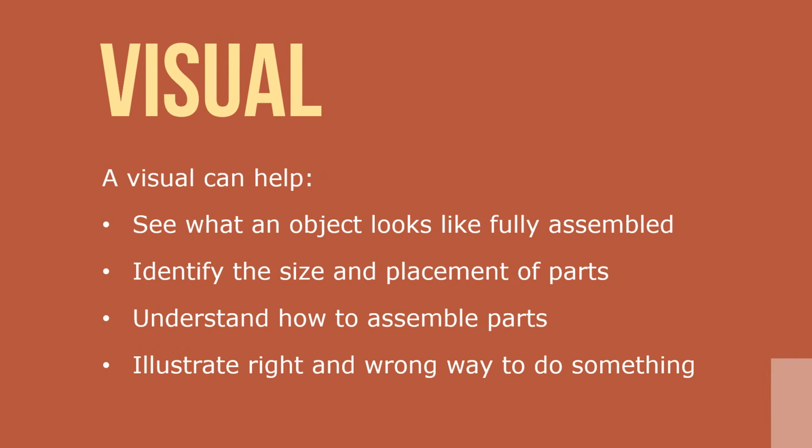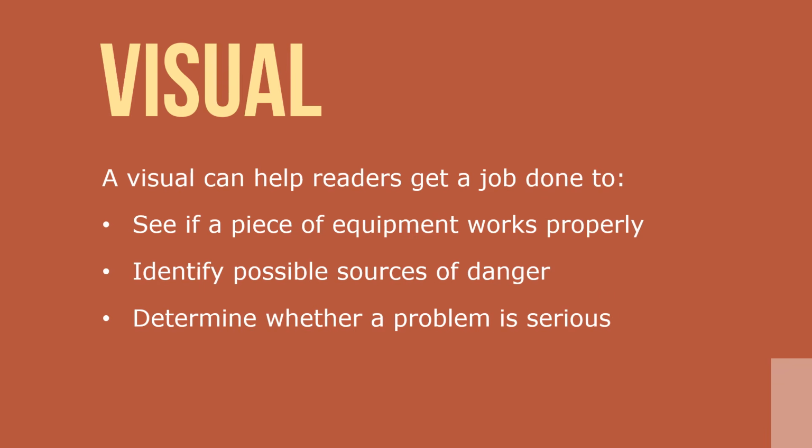Readers welcome visuals in almost any set of instructions. A visual can help readers get a job done more quickly and increase their confidence to see what an object looks like fully assembled, identify the size and placement of parts, understand how to assemble parts, and illustrate right and wrong ways of doing something. Further, they help the audience see if a piece of equipment works properly, identify possible sources of danger, and determine whether a problem is serious.